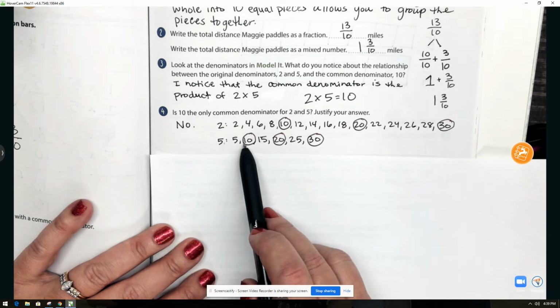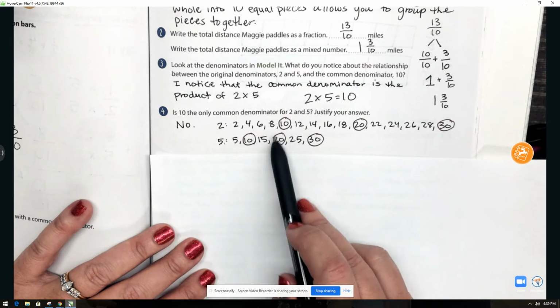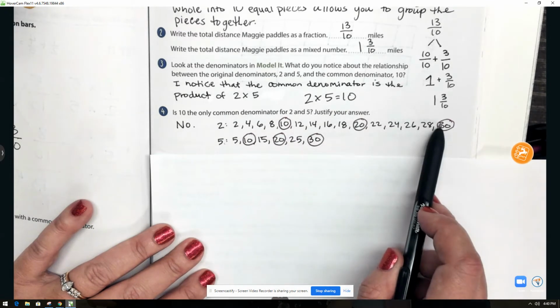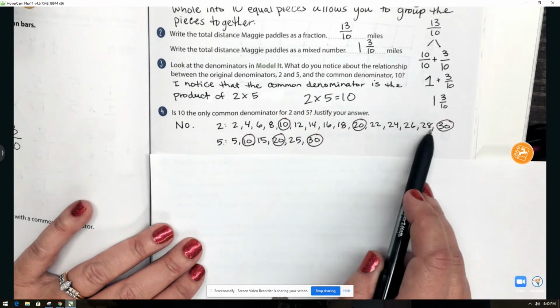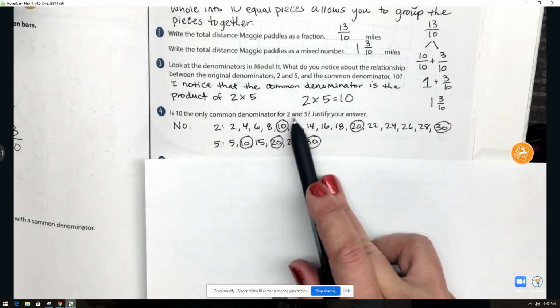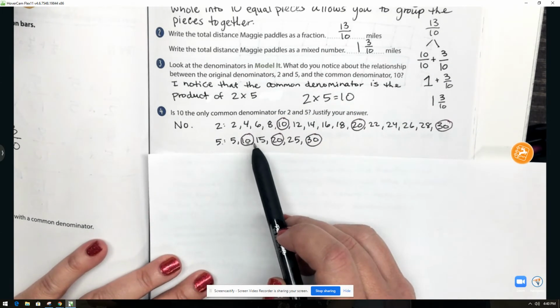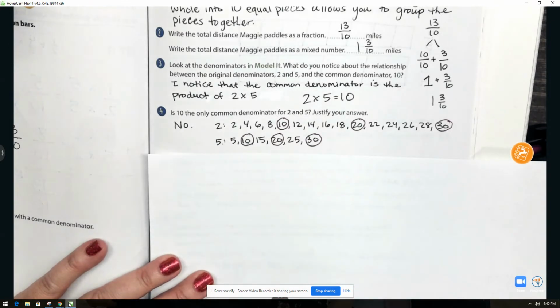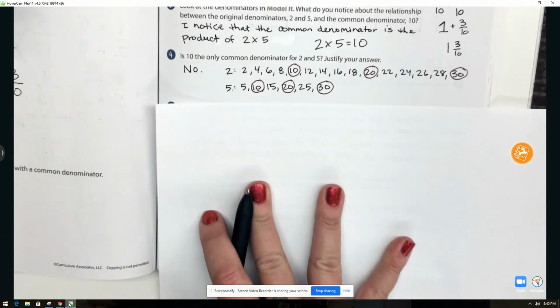Now, as you can see, just going up to 30, I find that 2 and 5 have common multiples of 10, of 20, of 30. So it looks like every multiple of 10 is a common denominator between 2 and 5. The reason that we try to find the lowest common multiple is that it's going to give us the smallest numbers to work with. The bigger the common multiple, the bigger the numbers are that we're working with. So we always try to find the lowest common multiple.